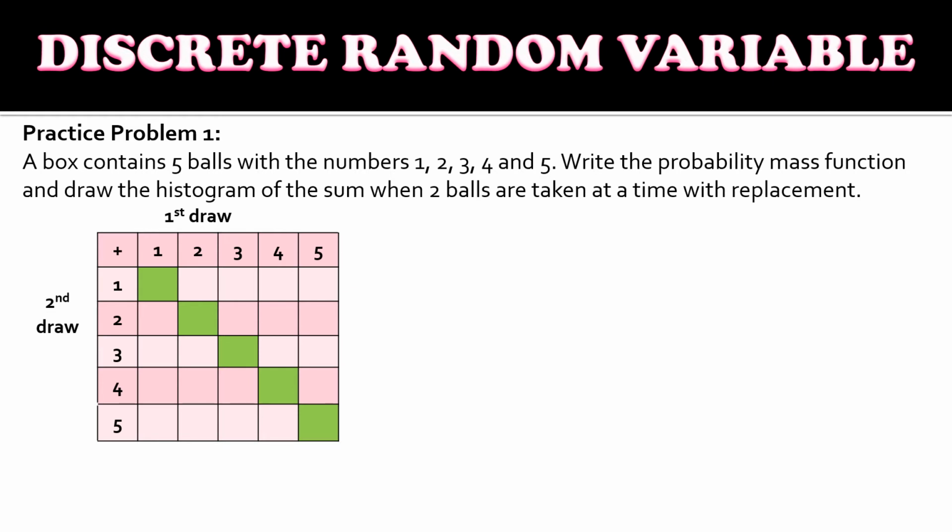Okay, so now let's get the sum. First, we have 3 for the draw, for example, 2 and then 1. Then if we draw 3 on the first row and then 1 on the second row, we have 4. 4 and 1 is 5. 5 and 1 is 6. So let's just fill out all of the boxes with their sum.